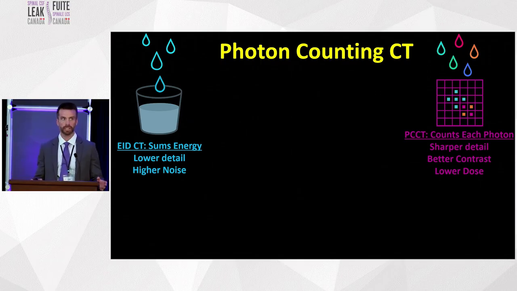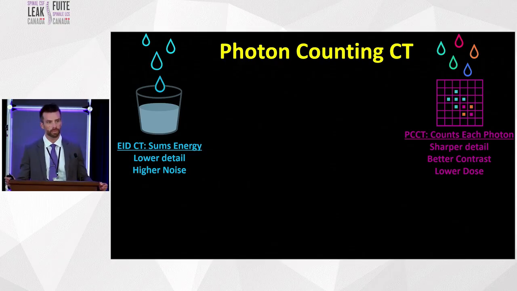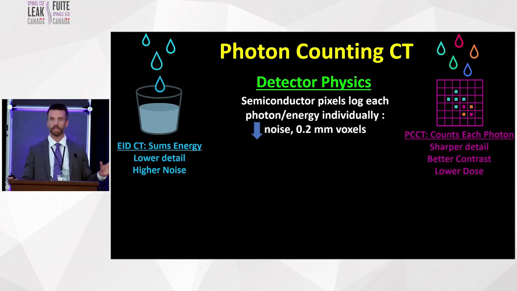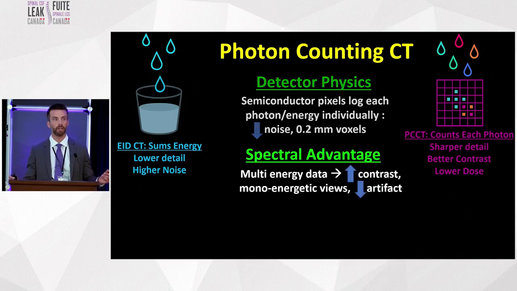I'm going to touch on photon counting CT a little bit here and show an example later of where it can be useful. Without getting into all the physics of it, I like to think of photon counting CT compared to regular CT this way: with regular CT, I see that it rained outside because it's wet on the ground, right? I see a big puddle on the ground, whereas with photon counting CT, I'm literally counting every single raindrop. So I don't just see this puddle, I know how many raindrops there were. And in basic terms, the detector physics are totally different. The semiconductor pixels are logging each individual photon and its energy individually. And so we get less noise, less interpolation, and very, very thin voxels.